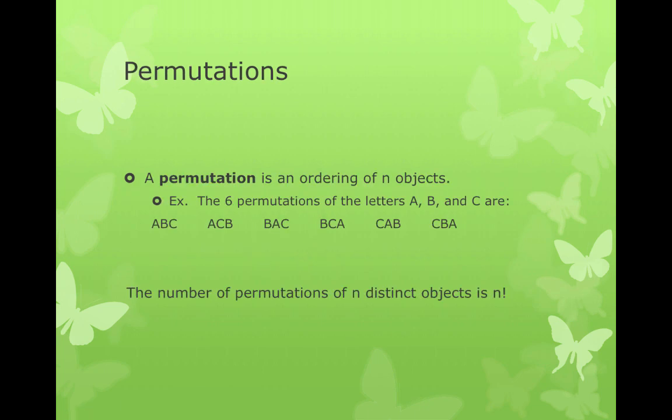Okay, a permutation is an ordering of n objects. The 6 permutations of the letters A, B, and C are ABC. Then we're going to change the order and it gives us a new permutation: ACB, BAC, BCA, CAB, and CBA. So with permutations, the order of the individual objects matters. It's not just the collection that you have an A, a B, and a C, it's which order they occur in. So the number of permutations of n distinct objects is n factorial. So there's 3 distinct objects, so the number of permutations for A, B, and C is 3 factorial, which is 3 times 2 times 1, or 6.